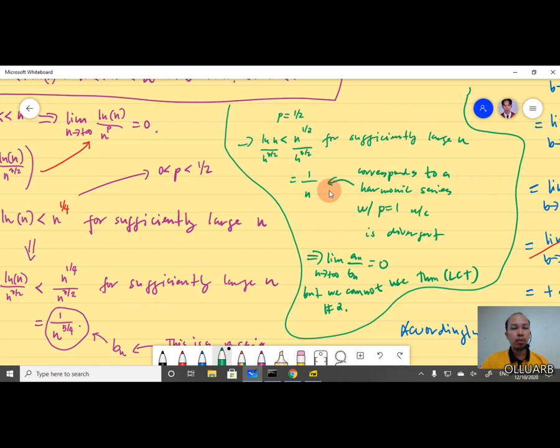Okay, if you choose the series, then you will see that it will not work. But if you use this b sub n, 1 over n to the 5 over 4, then using the direct comparison test, you can see that the series is convergent. Okay, be careful. So that's example number 3.